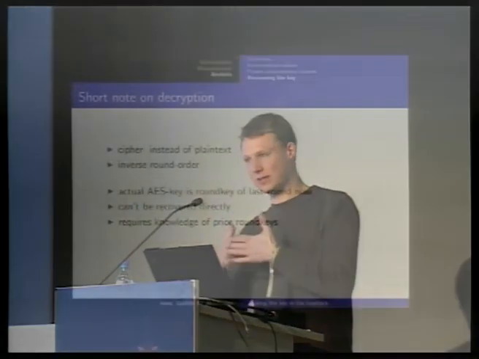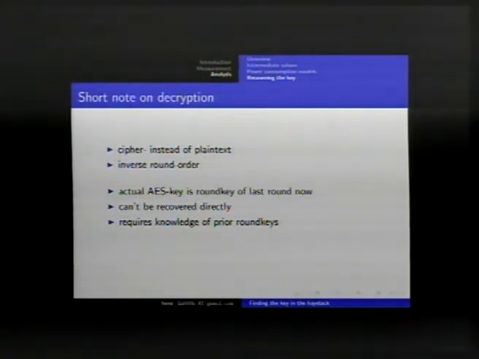I forgot to say one thing. In the encryption function, the round key for the first round is the actual AES key. The other round keys are derived from this key using the key schedule, and we could recover the actual AES key during the encrypt function, because the round key for this function is the AES key. This isn't the case for the decryption.